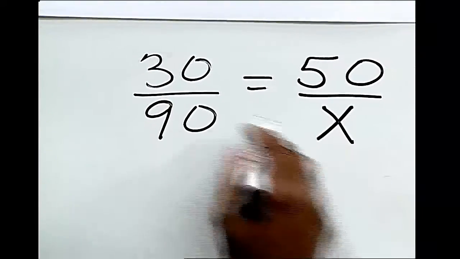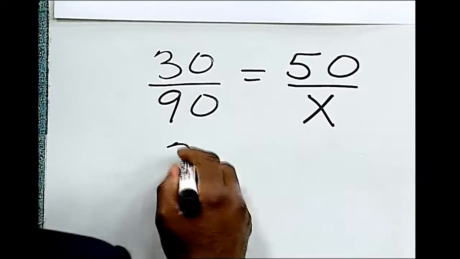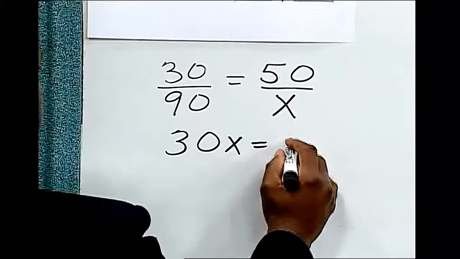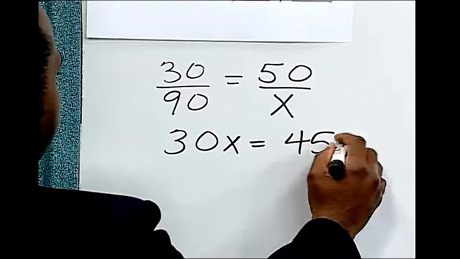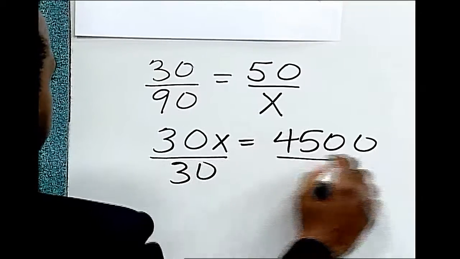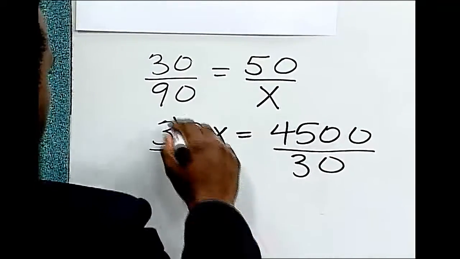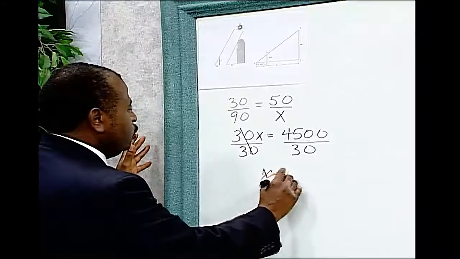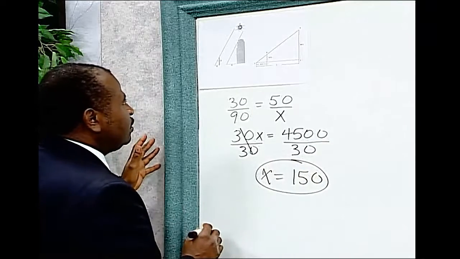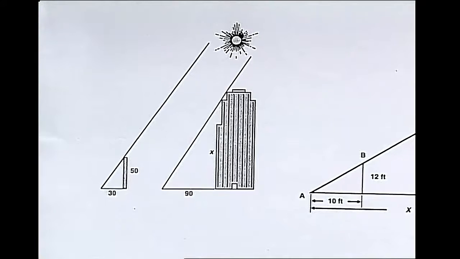Cross multiply. 30 times x is equal to 30x. 90 times 50 is equal to 4,500. Divide both sides by 30. x is equal to 150. Therefore, the height of the building is 150 feet tall.